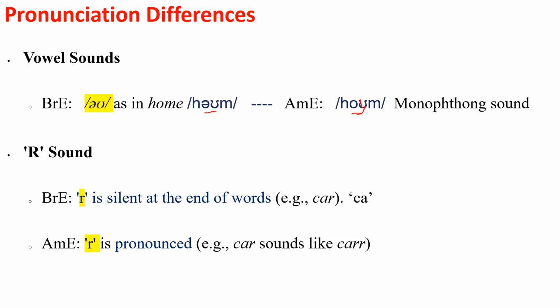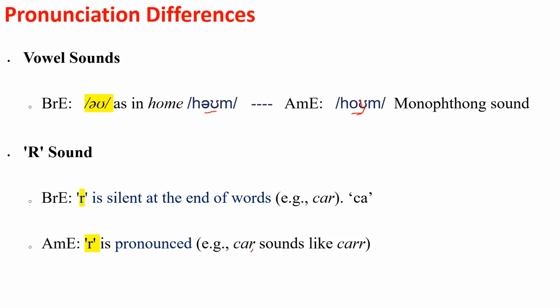So let's see differences in R pronunciation. In British English, R is silent at the end of words. For example, car. In British English, the R is dropped, it should be pronounced as car. Whereas in American English, R is pronounced everywhere. So it sounds like car. R is pronounced in American English.